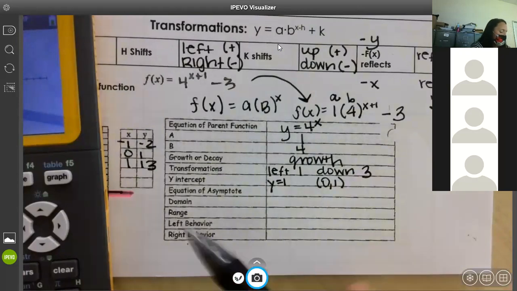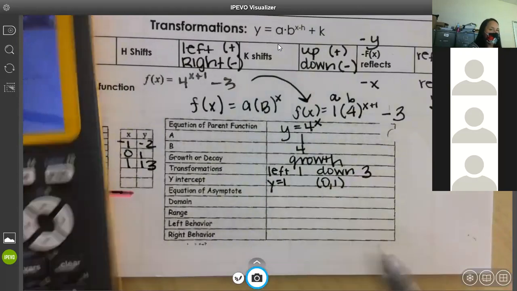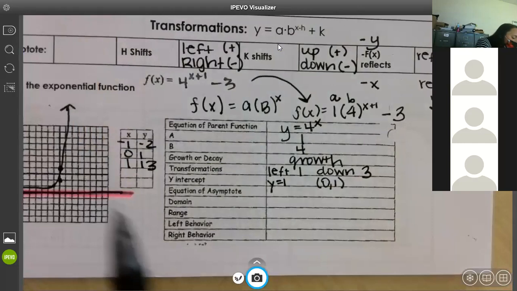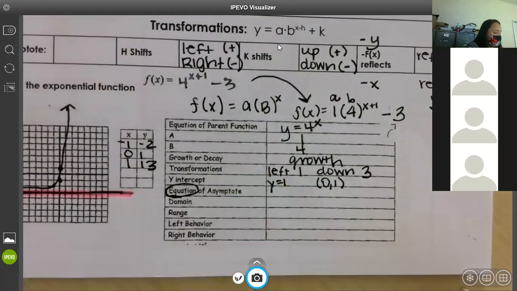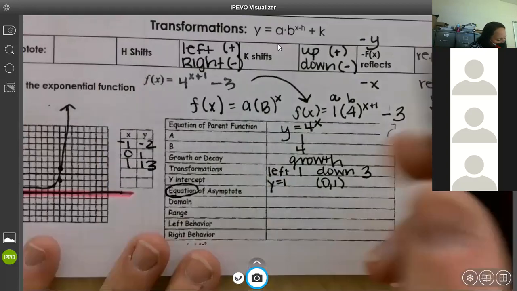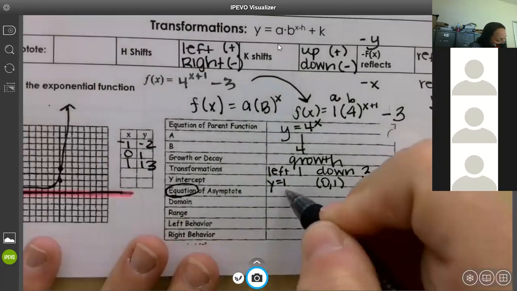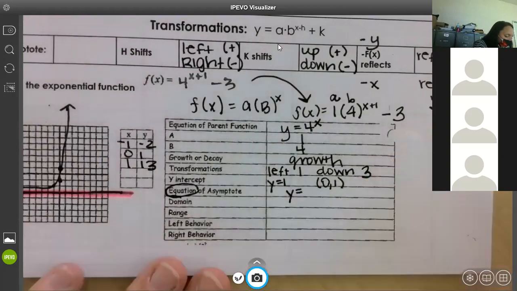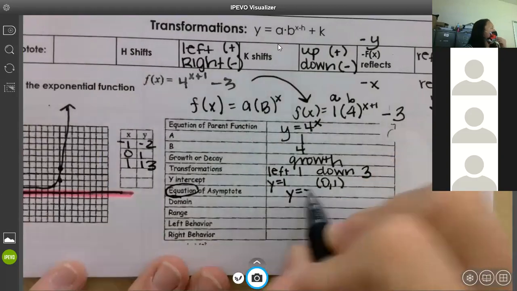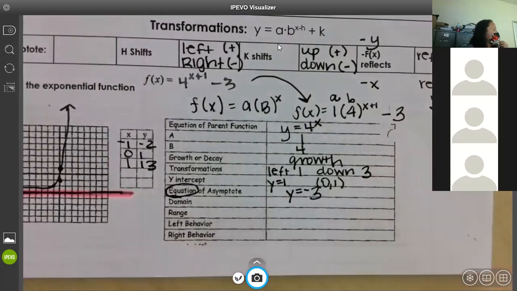Equation of your asymptote. Remember, asymptote is this pink line. How do I write the equation of the asymptote? What axis does it cross? The y-axis. And where does it cross it at? Guys, we've already done this. This is nothing new. All of this is a review of exponentials we've already done.